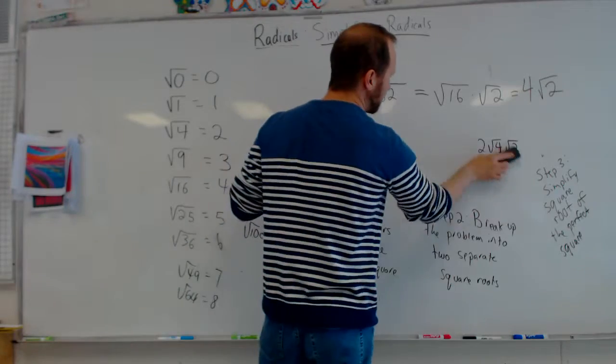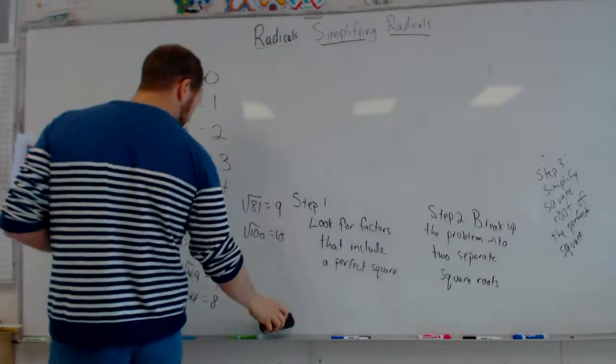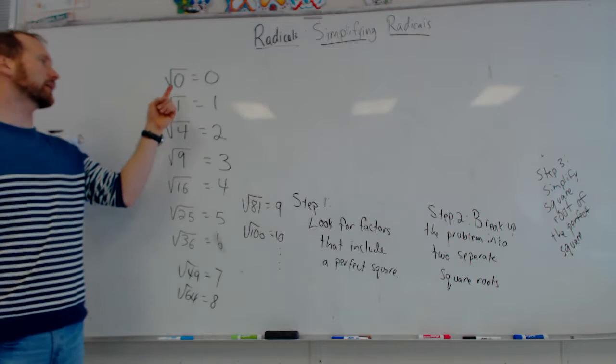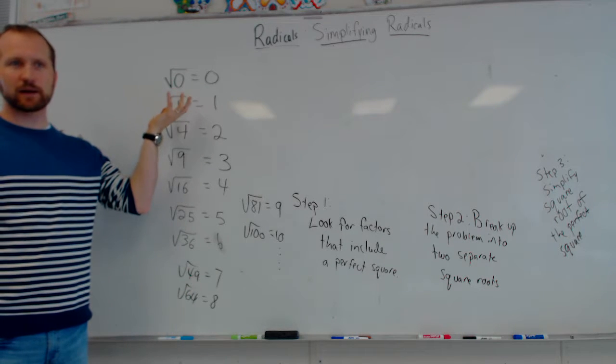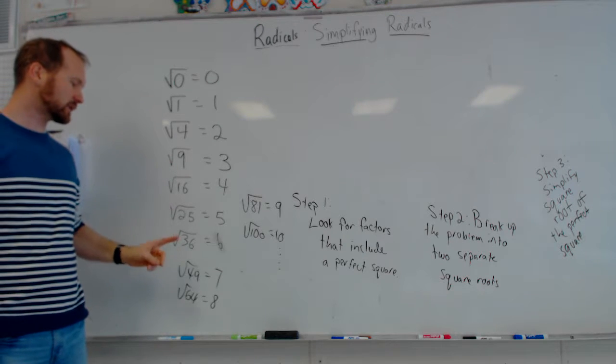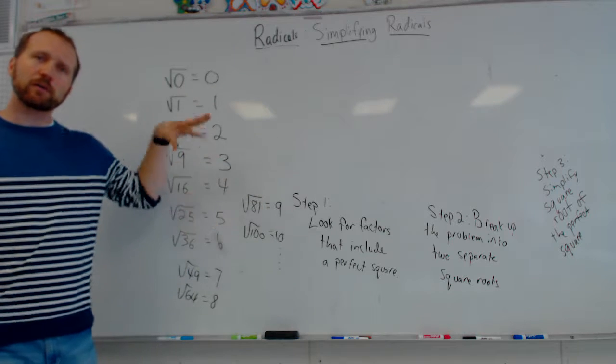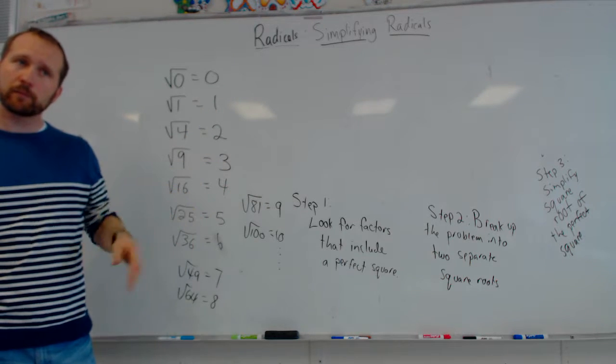Sometimes making a list of these perfect squares will help you as you solve these problems. Writing down, 0 and 1 are kind of obvious, you don't really need those. But 4, 9, 16, 25, 36, 49, 64, 81, and 100, that's going to help you remember, oh, these are the numbers that I'm looking for.